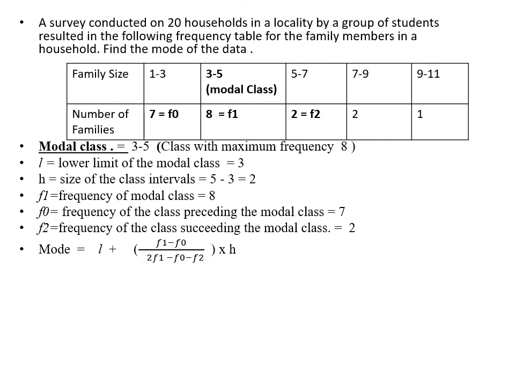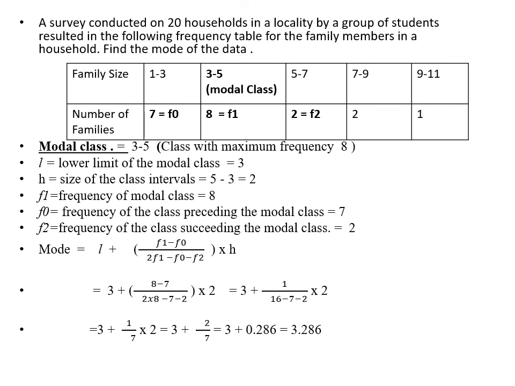Now the formula for calculating the mode is L plus (F1 minus F0) upon (2 times F1 minus F0 minus F2) into H. Substitute the values calculated above and find the answer. The answer is 3.286, and the mode of the data is 3.286.